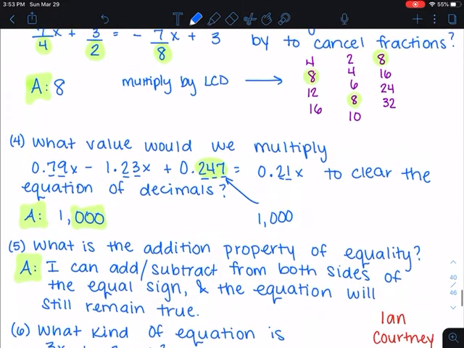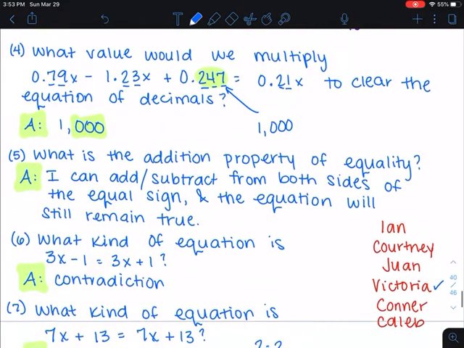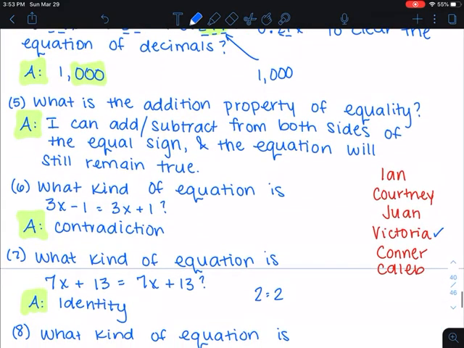Alright, what is the addition property of equality? It says that we can add or subtract from both sides of the equal sign and the equation will still remain true. It doesn't matter what we add or subtract, as long as we do the same thing to both sides, it'll still be true.